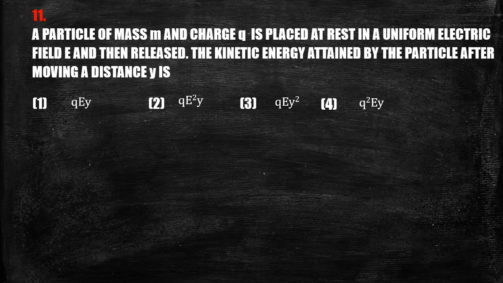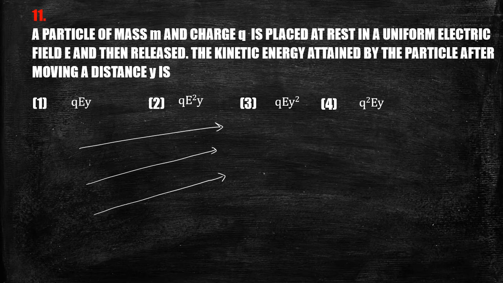Now let's see the 11th question. A particle of mass m and charge q is placed at rest in a uniform electric field E and then released. The kinetic energy attained by the particle after moving a distance y is: qEy, qE squared y, qEy squared, q squared Ey. So there is an electric field and there is a charge q at rest, and when released, this charge moves through a distance y. When it has covered a distance y, what is the kinetic energy attained by the moving charge? That is the question.